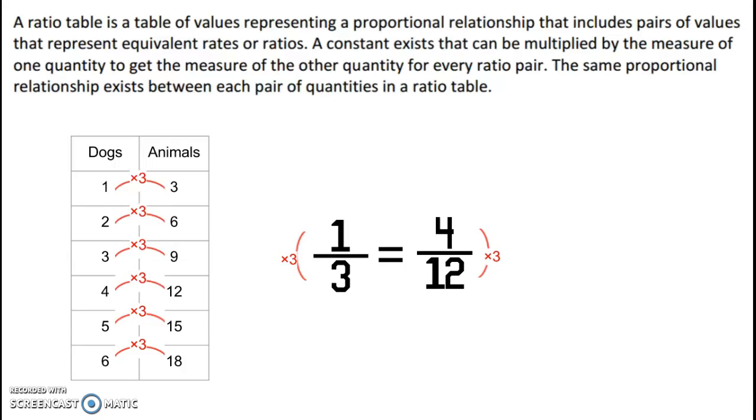A possible misconception that might affect student learning is that the constant of proportionality is not the same as the number multiplied by the numerator and denominator to make equal fractions. Here we see, to show equivalent fractions, we multiply both the numerator and denominator by 4, but the relationship between the number of dogs and the number of animals is the constant of proportionality, or 3.